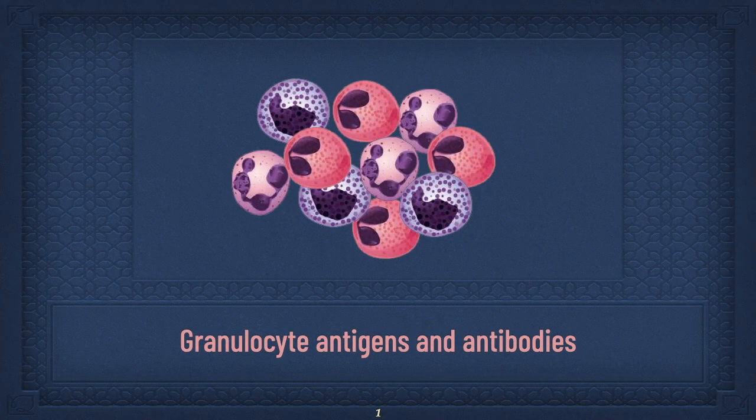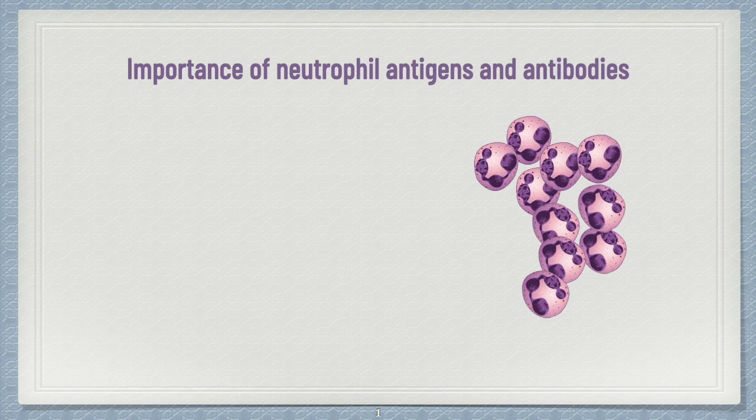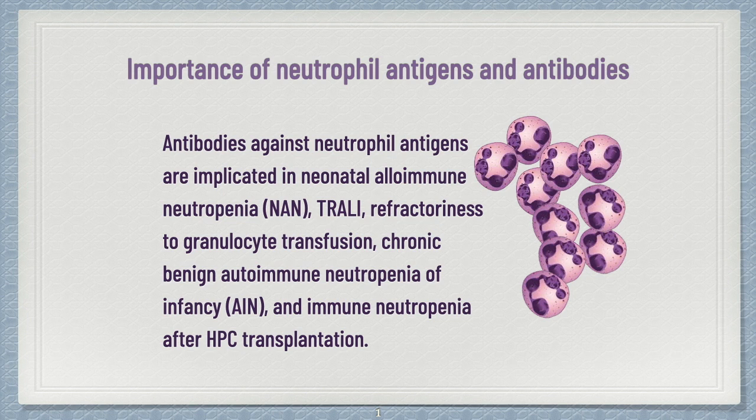Granulocyte antigens and antibodies. Among granulocytes, neutrophil is the highest population, so this part focuses only on neutrophil antigens and antibodies. Why do we have to learn about neutrophil antigens and antibodies? Antibodies against neutrophil antigens are implicated in neonatal autoimmune neutropenia, transfusion-related acute lung injury, refractoriness to granulocyte transfusion, chronic benign autoimmune neutropenia of infancy, and immune neutropenia after hematopoietic progenitor cell transplantation.